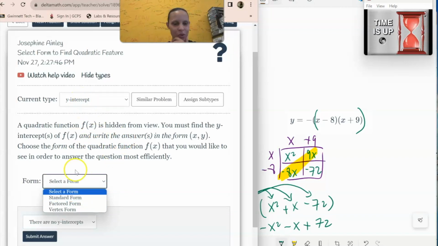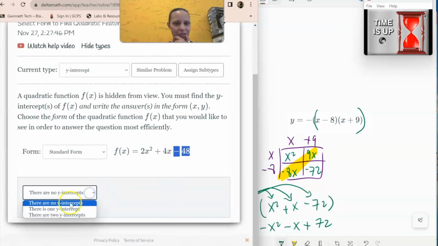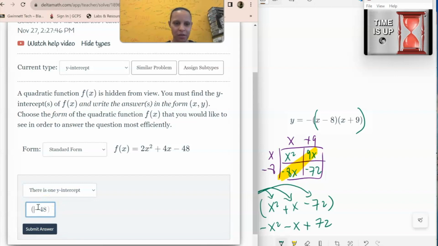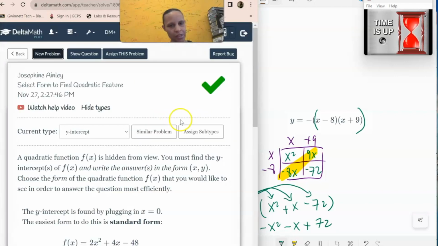So in this case, because I want y-intercept, I definitely want standard form, because as soon as they write it in standard form, I can see my y-intercept is negative 48. So there's one y-intercept at negative 48. Do they want this as an equation? Let's see. You must find the y-intercept, choose the form you'd like, or it doesn't really say, so let me just put negative 48 as the y-intercept, so it's 0, negative 48. Not quite sure how they want it as an answer, so we'll try this and see if they want it this way. That's how they want it as a coordinate.